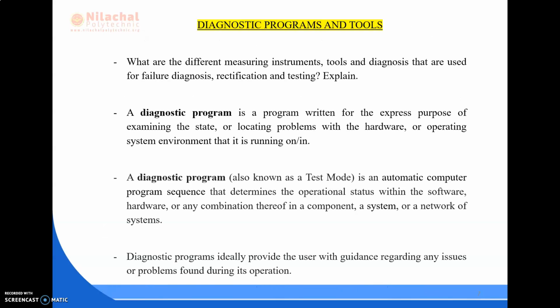In our next slide, we will be discussing some of the diagnostic programs and tools.